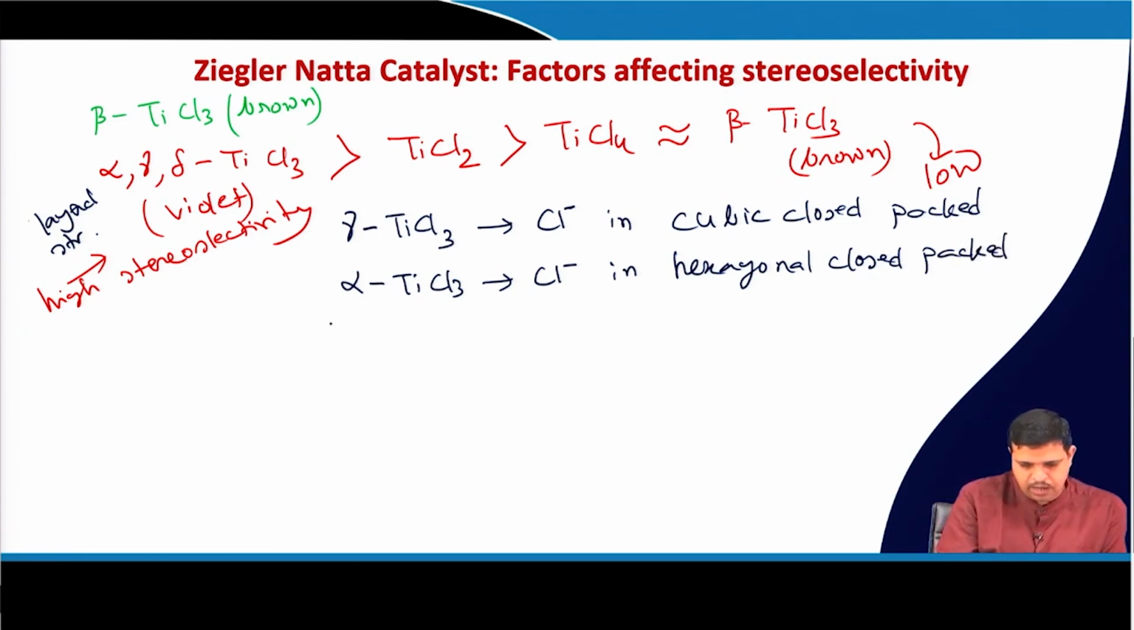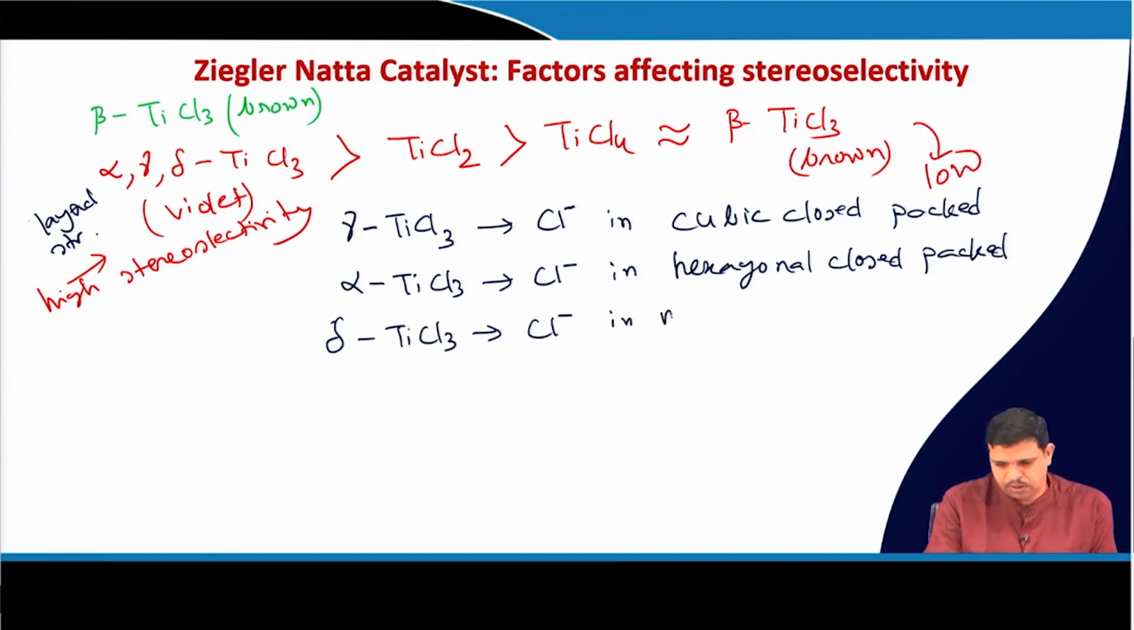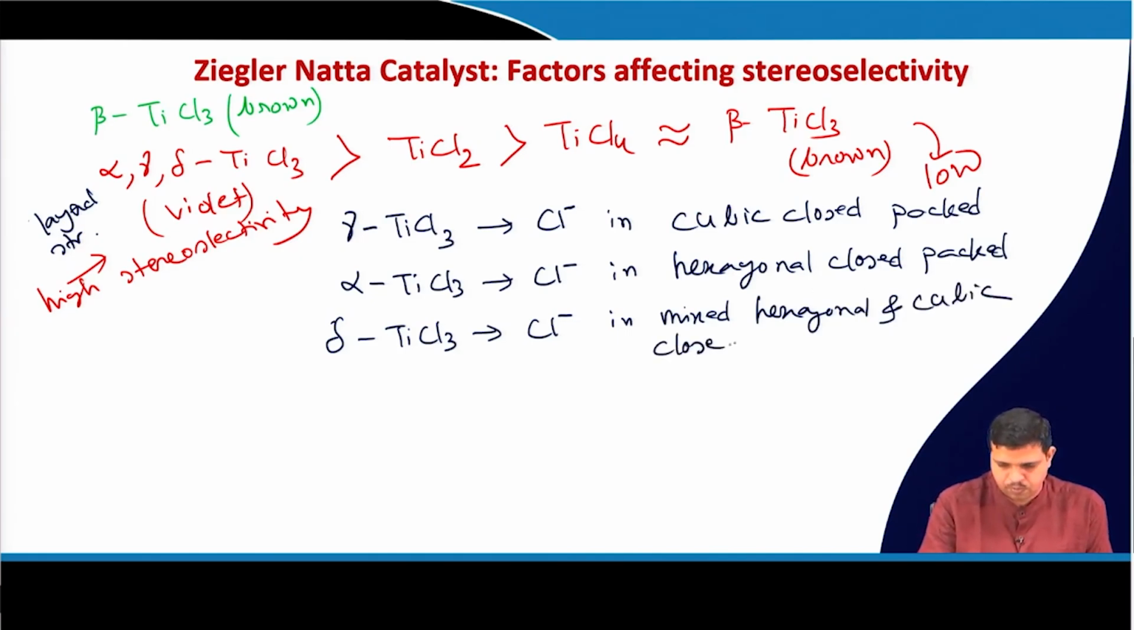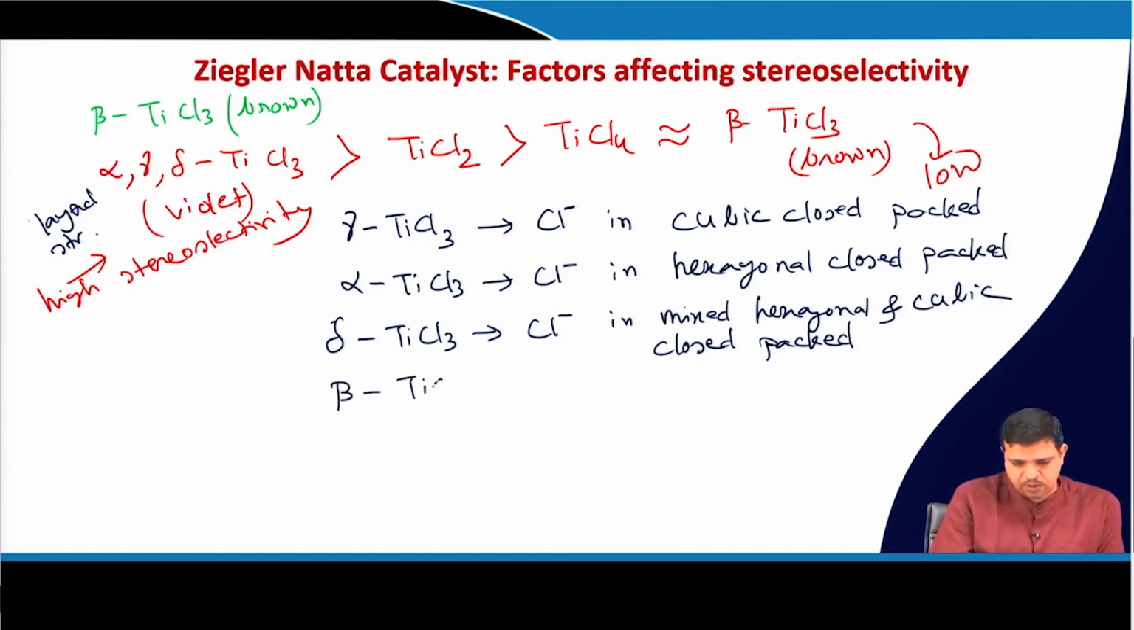Okay, and delta TiCl3, Cl minus in mixed hexagonal and cubic close packed. Okay, and in the beta TiCl3, that is quite different.